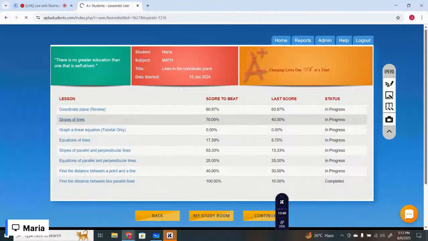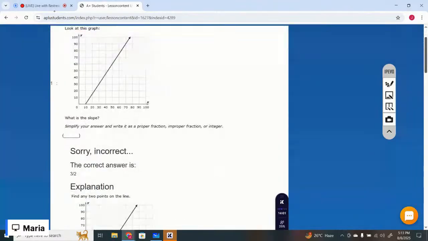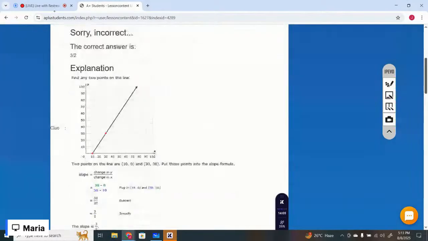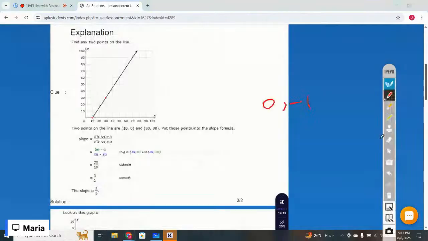Slope of lines lesson. Look at the graph. What is the slope? So we have to select any 2 points on the line. We need to calculate the slope, that is change in y divided by change in x. So here are the 2 points on the line, right? They are 10, 0 and 30, 30. 30 over 20. So the slope is 3 by 2.